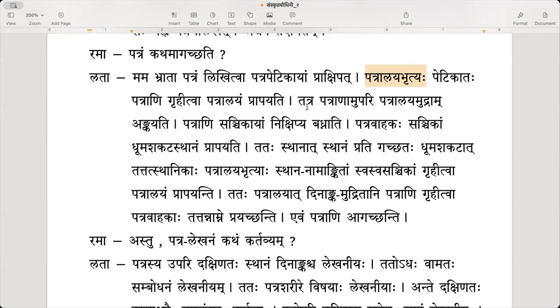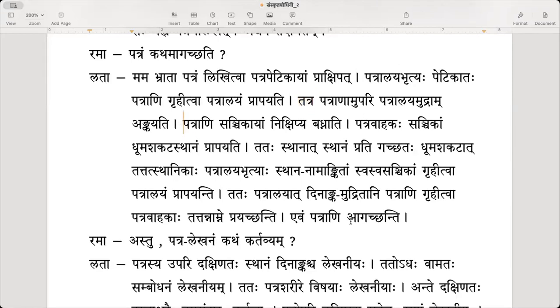Tatra patranam upari patralaya mudram ankayati. So there, on top of the letters, the post office seal, mudram, ankayati is done. This is in Dvitiya Vibhakti. So we will take it as Patralaya Bhrityaha. Tatra patralaye, in the post office, the worker, patranam upari, on top of the letters, he ankayati, he marks, he places the stamp or the seal of the post office.